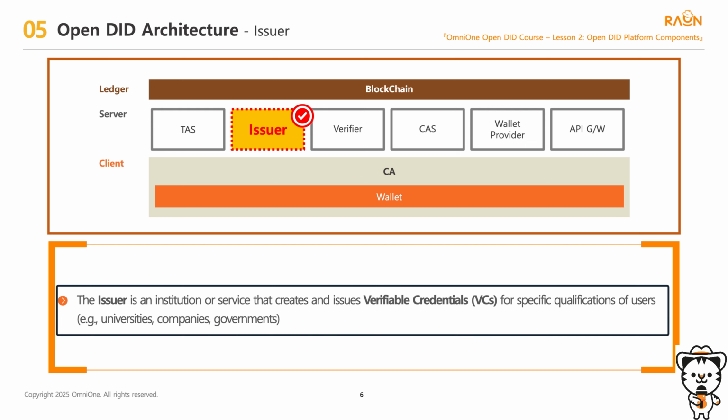Next, let's talk about the issuer. An issuer refers to an organization or service that creates and issues a verifiable credential, or VC, based on a user's specific qualification. For example, a university can issue a VC that proves graduation. A company can issue a VC verifying employment status. And a government can issue a VC for a national ID.